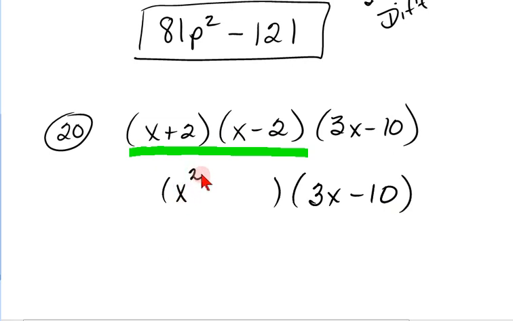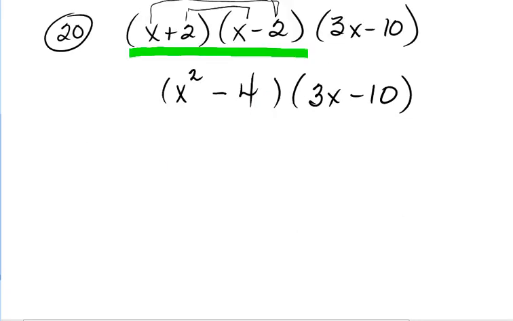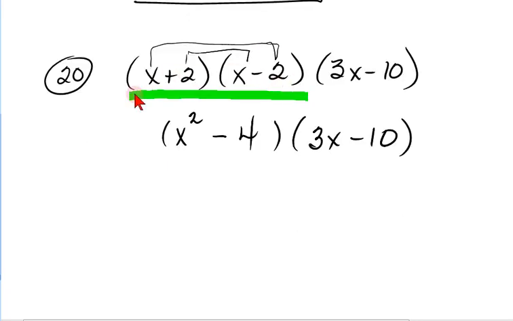X squared. What about the outers and inners? They cancel. The outer product and the inner product cancel, so I don't need to worry about them. What's the product of the last? Minus 4. Now, the reason that this was not such a terrible problem is because it was created with this sum and difference, which means I still have a binomial times a binomial, and I can still use some FOIL.